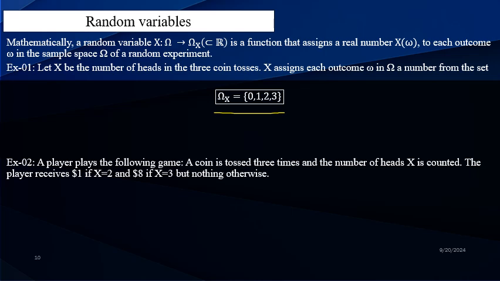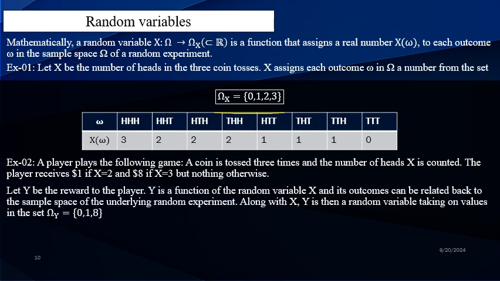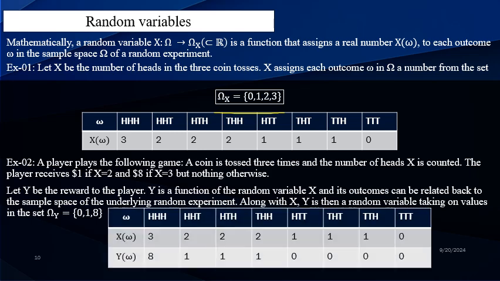So it is no more X, it depends upon X. That would be a function of X. Let Y be the reward or prize of the player. So Y happens to be a function of X, and its outcome can be related back to the sample space. Y is a function of X, and X is a function of omega. So you know the composition function. Do you know composition function or not? So you can trace Y back to omega. And what are the possible values of Y? 0, 1 or 8.